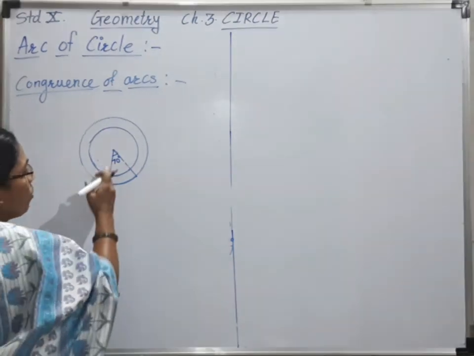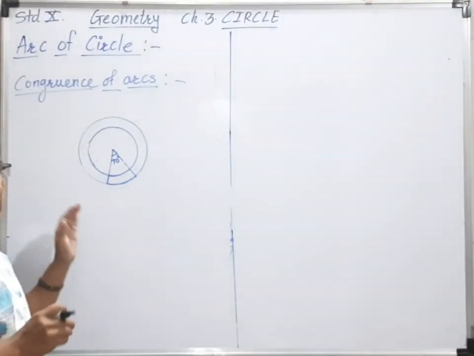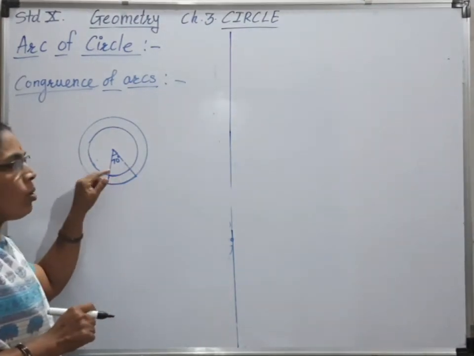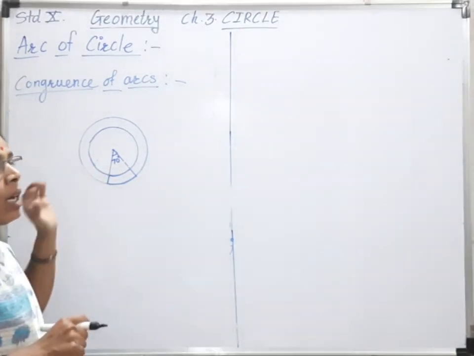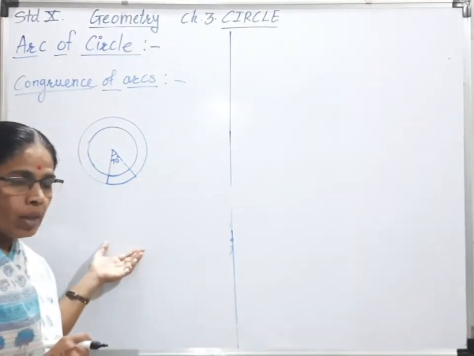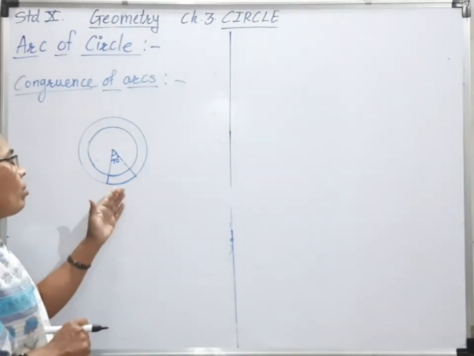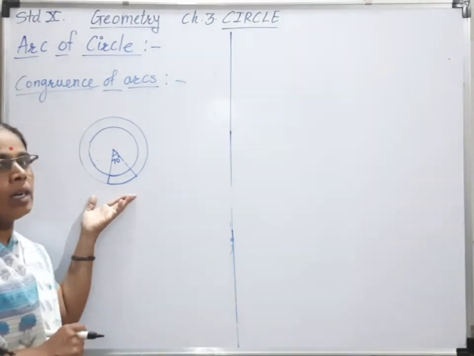From observation we can understand it is not the same. From this we should understand that the measure of the intercepted arc does not depend only on the measure of the central angle. If concentric circles have different radii, then the length of the arc is also different.